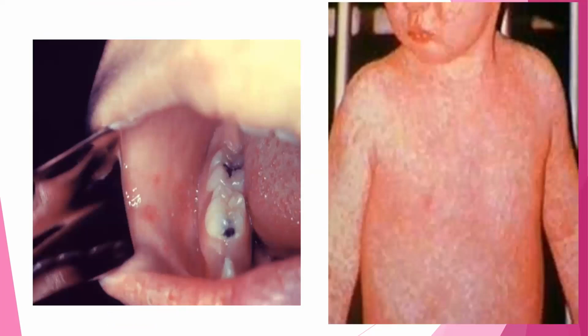Koplik spots and the monomorphic picture. Compare it with the picture of the child having chickenpox. He had multiple crops, so different types of lesions all present simultaneously.